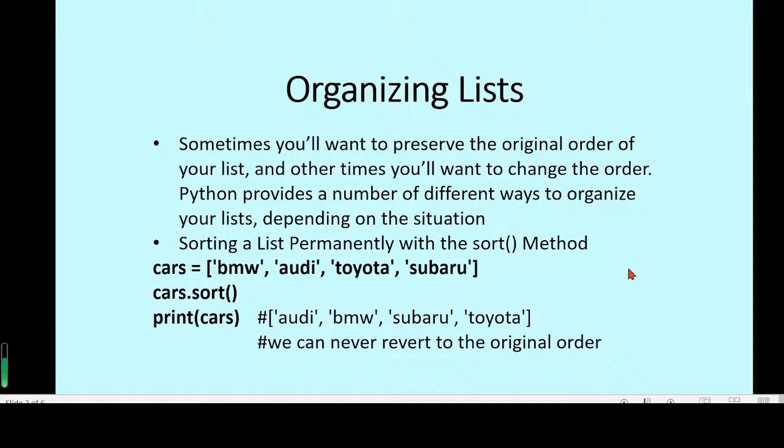Sometimes you will want to preserve the original order of your list, and other times you will want to change the order. Python provides a number of different ways to organize your lists depending on the situation. Sorting a list permanently with the sort method. So this is a list with 4 cars, and you can use cars.sort. Then the elements are sorted in the list.